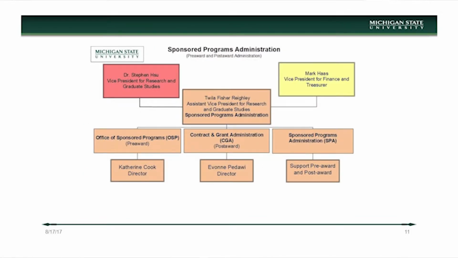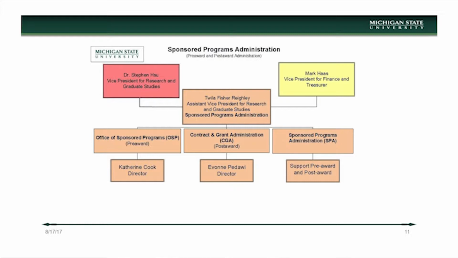If you've worked with the sponsored programs area at other institutions, a lot of institutions have a separate post-award area that reports to finance, and a pre-award area that reports to a VP for research. We have a very integrated approach here at MSU. I have the pleasure of reporting to two VPs, both the finance and the research VP.